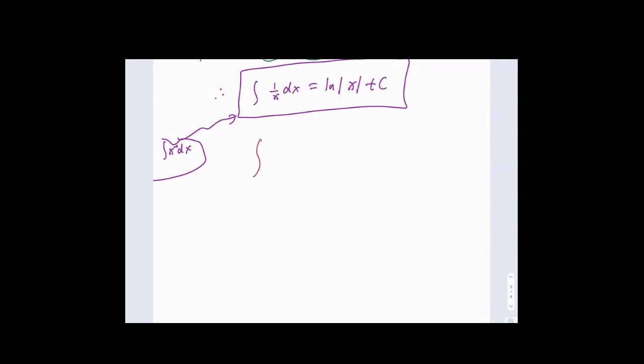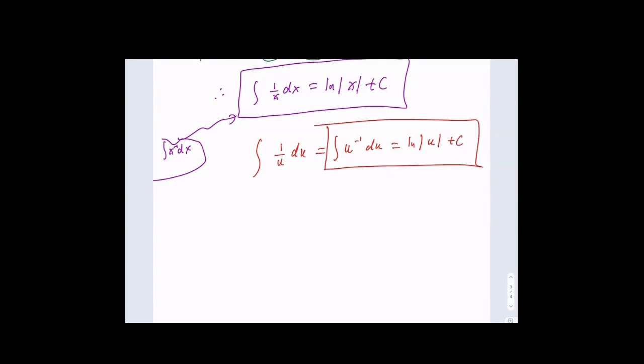What about the integral of 1 over u du? Well, first off, the integral you're going to end up doing almost all the time is the integral of u to the negative 1 du, and it's perfectly fine if you do it like this. What is it going to be? Will this one be ln absolute value of u plus c? There we go.